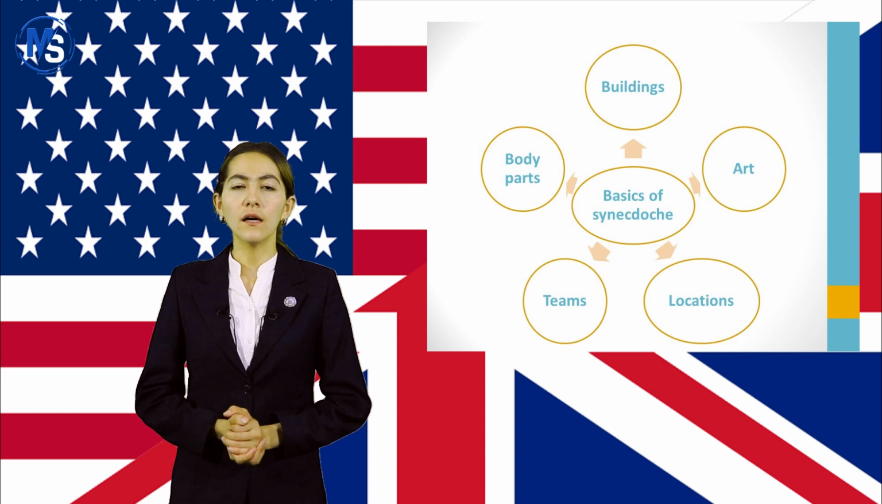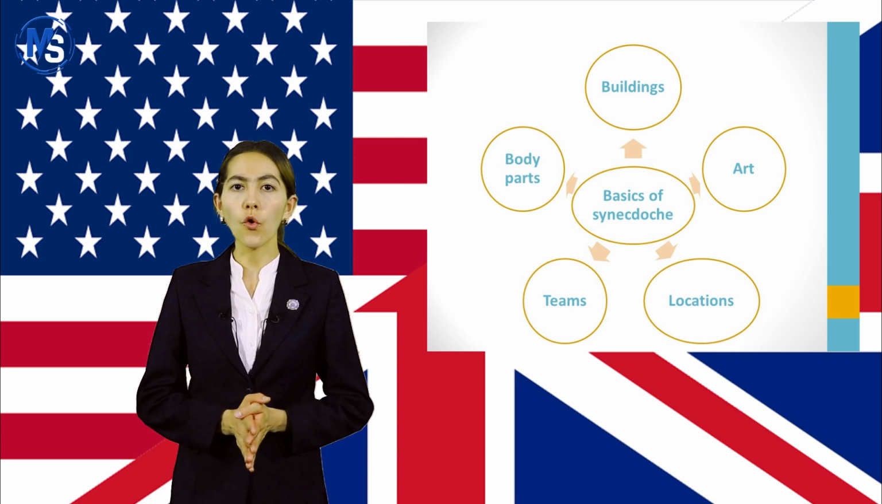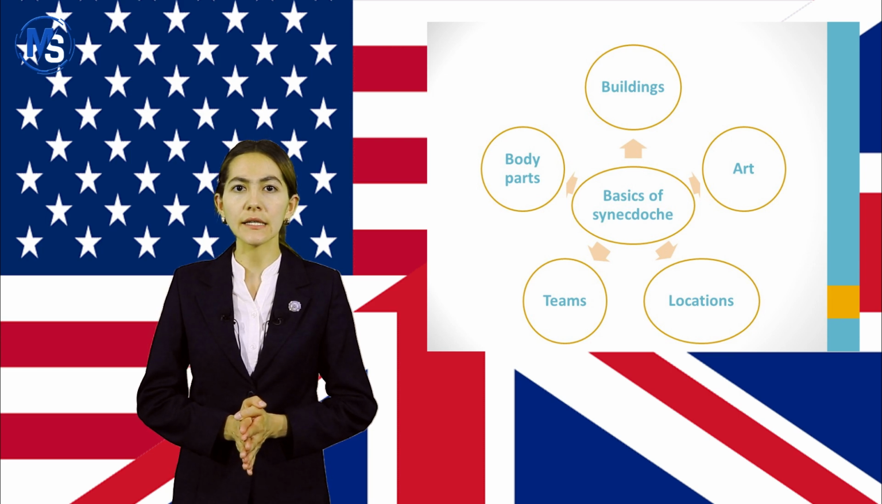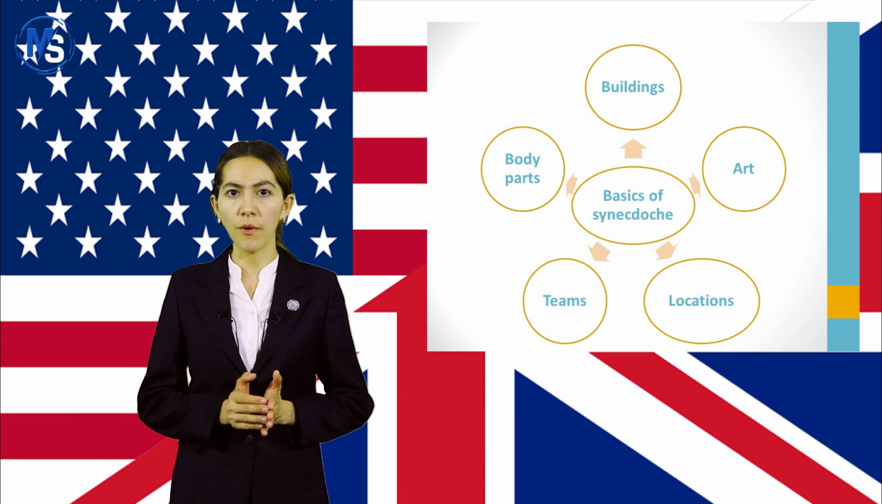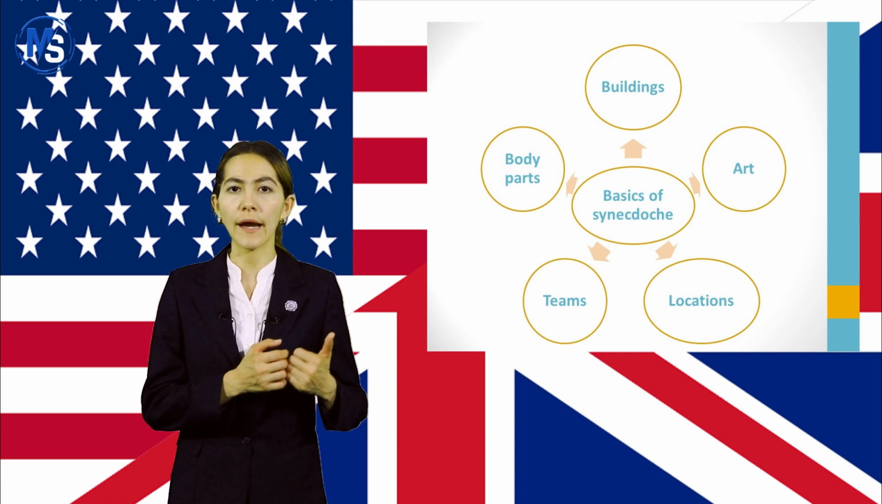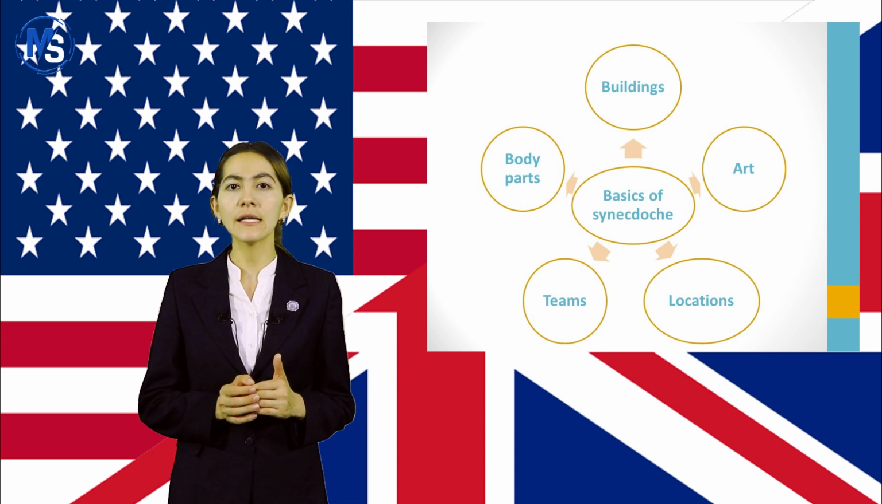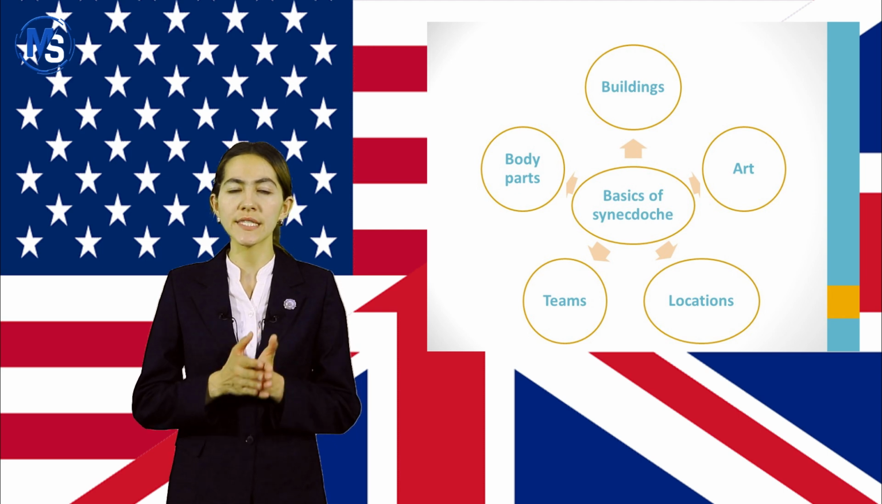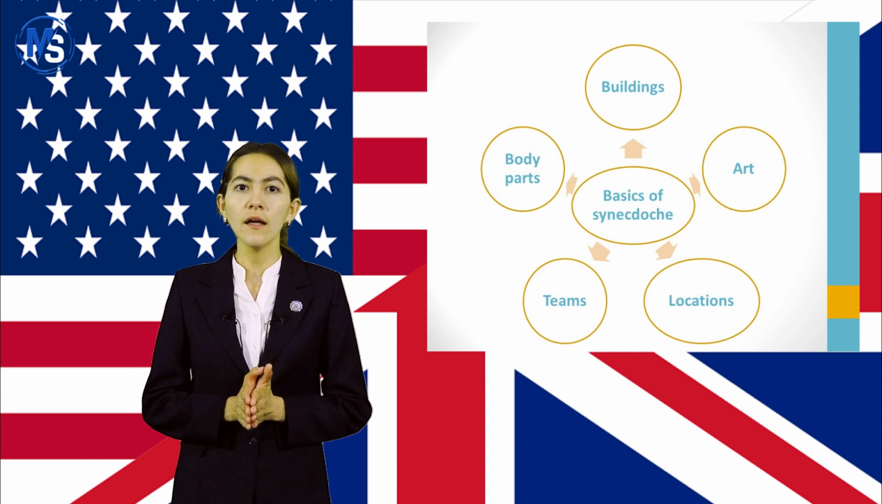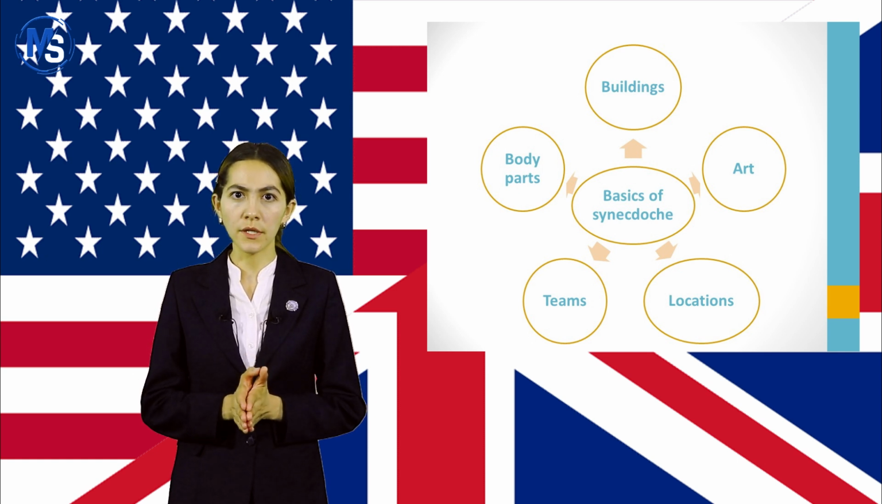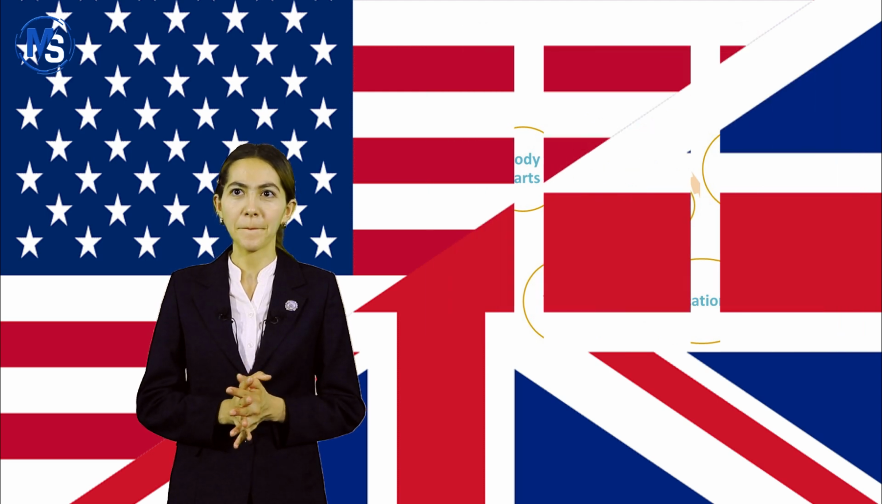Then, what kind of words will be Synecdoche? The basics of Synecdoche are words related to art, words related to buildings or body parts, human bodies or animal body parts, and the names of teams or cities and other locations. These are the famous, popular basics of Synecdoche.